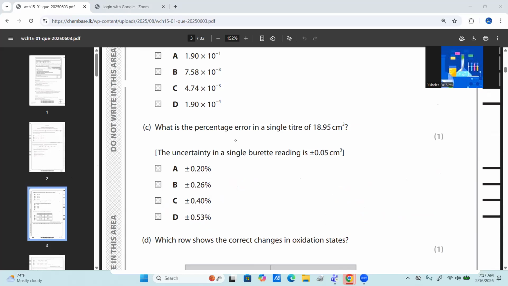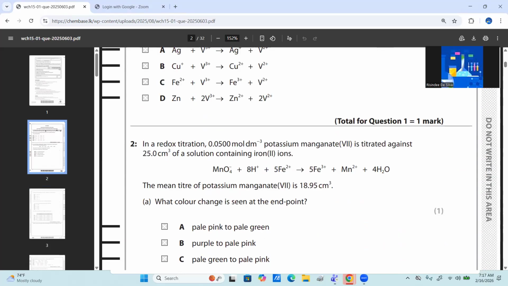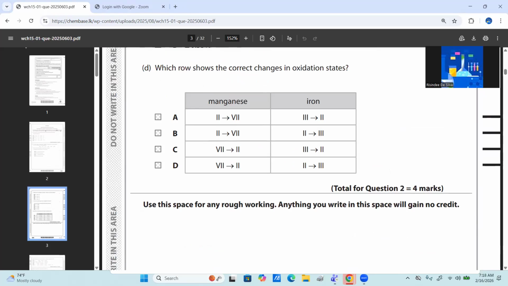Which row shows the correct changes in oxidation state? So if we take permanganate, children, right, we need to find the oxidation number. MnO4 minus, x plus each oxygen is minus 2 into 4 equals minus 1, so x is plus 7. Here it is plus 2. So the change of oxidation state in manganese is plus 7 to plus 2. And iron is plus 2 to plus 3. So easily we can find the answer. Manganese plus 7 to plus 2. Iron 2 to 3. So the correct answer is D.